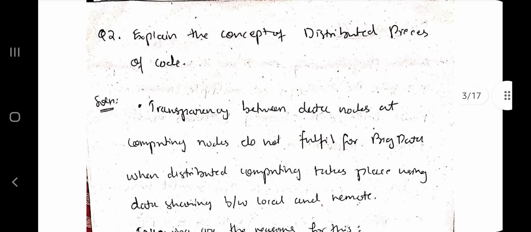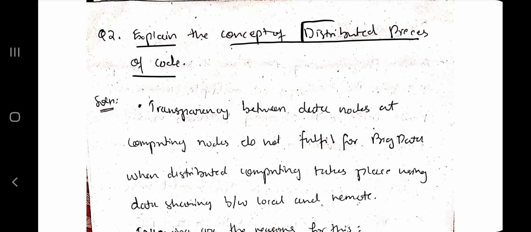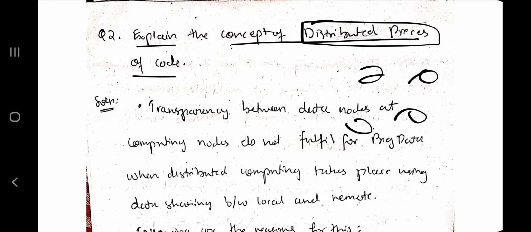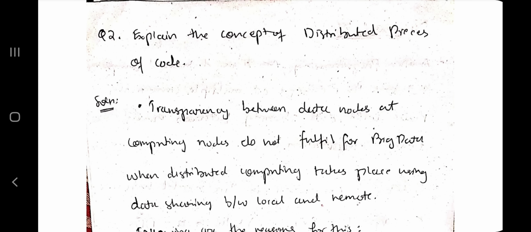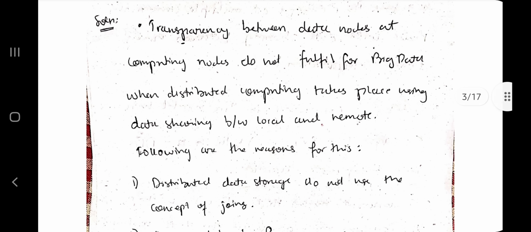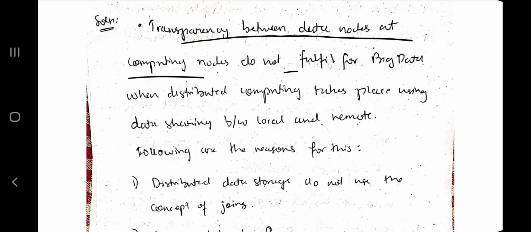Moving on, the next important question is: explain the concept of distributed pieces of code. What do you understand by the term distributed pieces of code? The pieces of code are distributed at different places. That's why it is called distributed pieces of code. So that's what we'll be writing. The first point is that transparency between the data nodes at computing nodes is not fulfilled for big data. The transparency is not fulfilled for big data when it is distributed. That happens because of the following reasons.